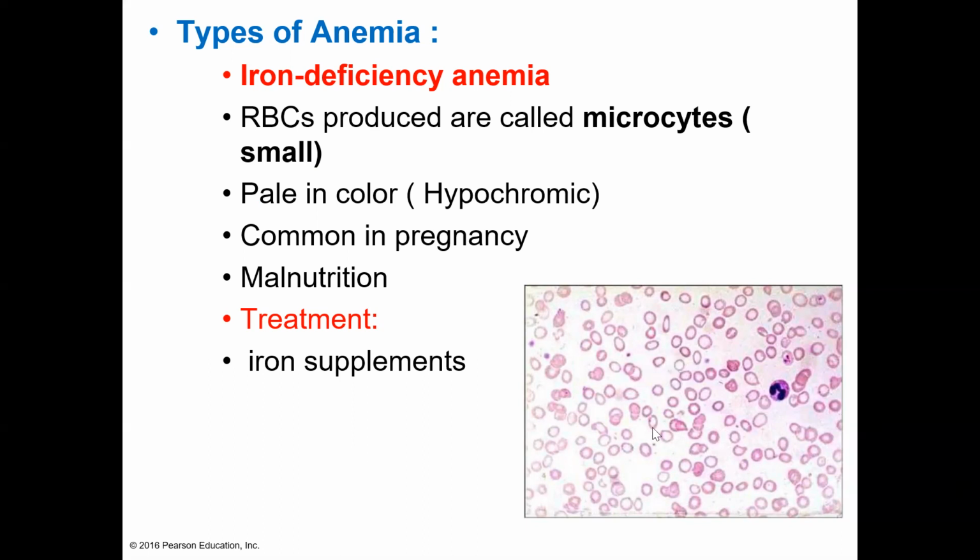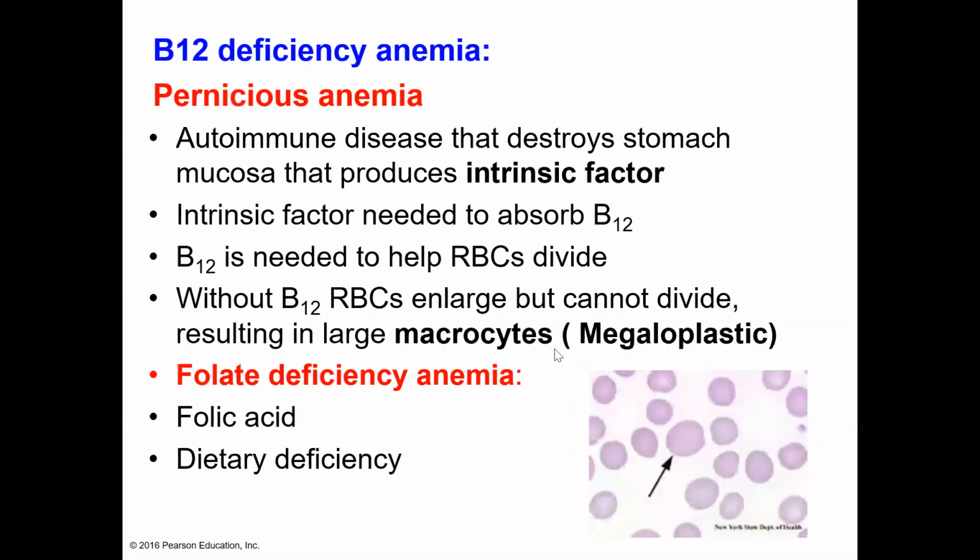They look just like a ring here. Treatment is iron supplement. Pernicious anemia, this is another type of anemia. It's an autoimmune disease that destroys the stomach mucosa. And what does that have to do with the anemia? Well, on the stomach surface, there's a protein called intrinsic factor. This protein is important for the absorption of B12.